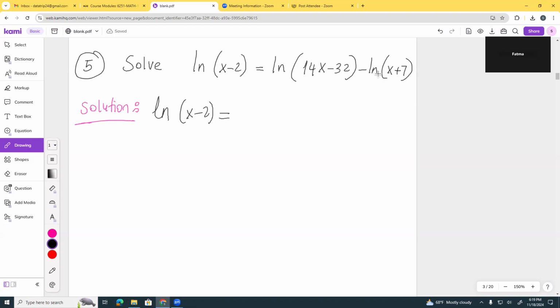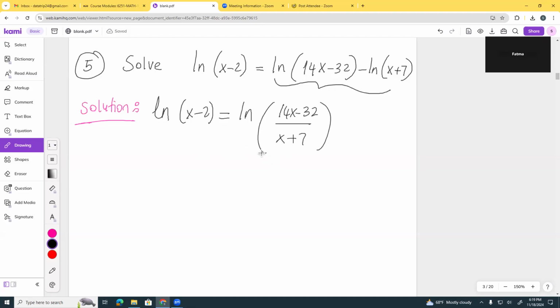If these two logarithmic functions are getting subtracted, that means we can write them together, right? I don't need to have two things. I can have just one ln. So who's going to be at the top? 14x minus 32. Because of the subtraction, we have to divide the numbers, and what's the other one? x plus 7. We just apply the quotient rule.